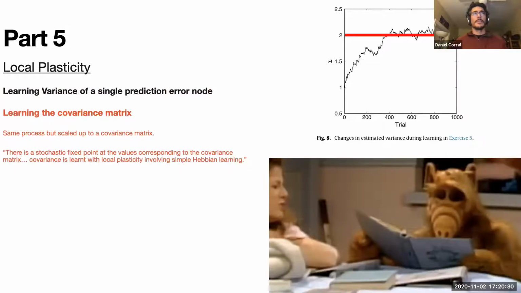And then we learn our covariance matrix, which is essentially the same thing, but using a covariance matrix instead of a single variable. And this seems like a pretty fitting quote here: there's a stochastic fixed point at the values corresponding to the covariance matrix. Covariance is learned with local plasticity involved in simple Hebbian learning, which is the reinforcing of these synapses, often by repetition.